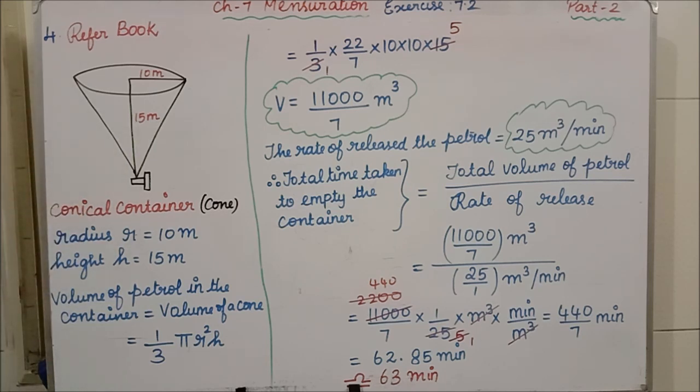Okay, so in the question they are asking in how many minutes the container will be empty. Round off your answer to the nearest minute. How many minutes will it take to make the full container empty? If you are getting some decimal value finally, we have to round it off. I think you all understand this question, isn't it?